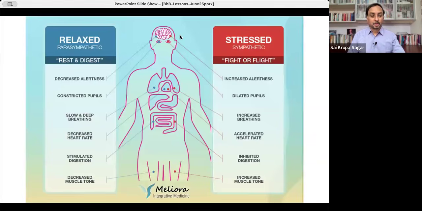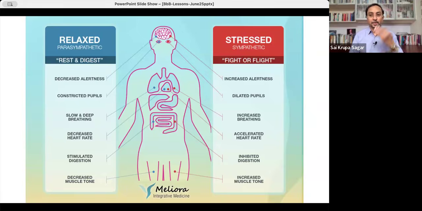And psychologists and neuroscientists talk about our body being in two states. When we are relaxed, our parasympathetic nervous system is activated. That is characterized by slow and deep breathing, slower heart rate, stimulated digestion, building up of your immune system. That all happens when we are resting: rest and digest. When we are stressed, that is when our sympathetic nervous system gets activated. It is also called the fight or flight mode.